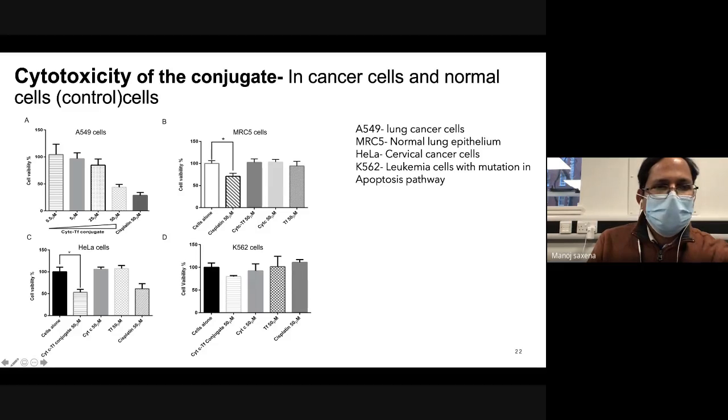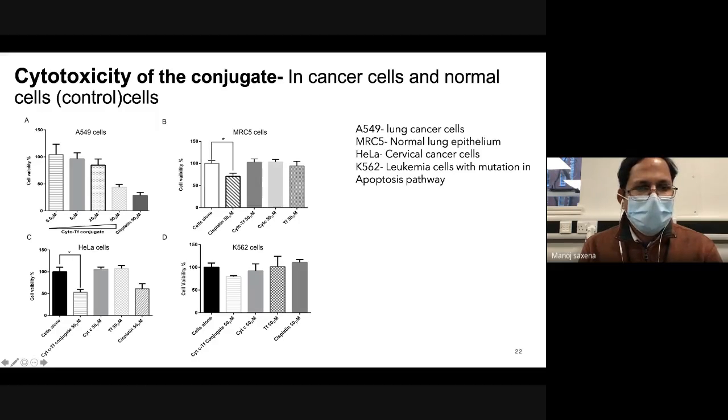So here in this panel A, you see that with increasing concentration of this conjugate, cell viability is decreasing. That means more cells are killed with more conjugate. And this killing was as good as a commercially available drug, cisplatin. But in the case of the normal cell, even with the highest dose of 50 micromolar, you can see that there is no cell death with this cytochrome C transferrin conjugate, because it's as good as the cell alone.